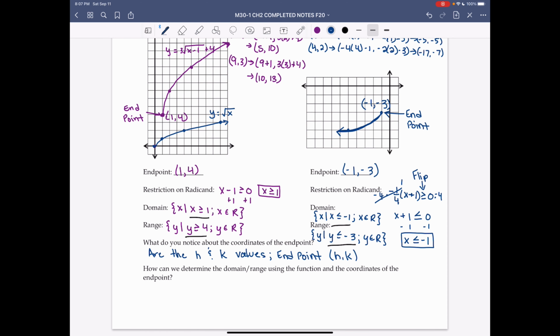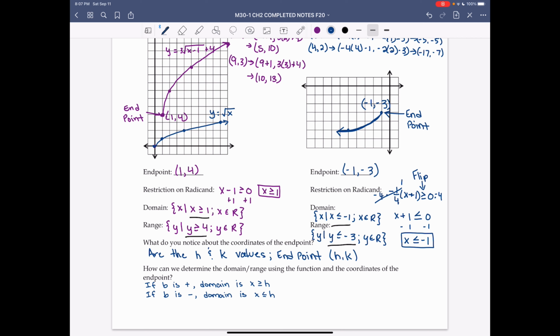How can we determine the domain and range using the function and the coordinates of the endpoint? The domain is defined by the x value of the endpoint and the sign of b. If b is positive, the domain is x is greater than or equal to h, which is the x value of the endpoint. If b is negative, the domain is x is less than or equal to h.